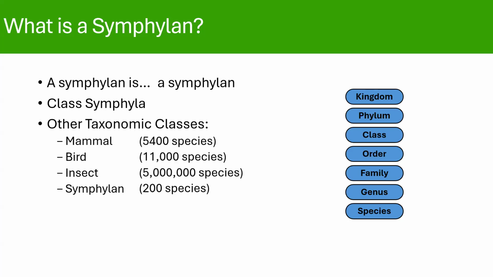Of course, just because they're all the same level of category doesn't mean they're all equal. You have thousands of different species of mammals and birds. You have millions of species of insects. For Symphylans, it's estimated there are only about 200 species. So they're not as diverse as these other classes, and they're not very well known.